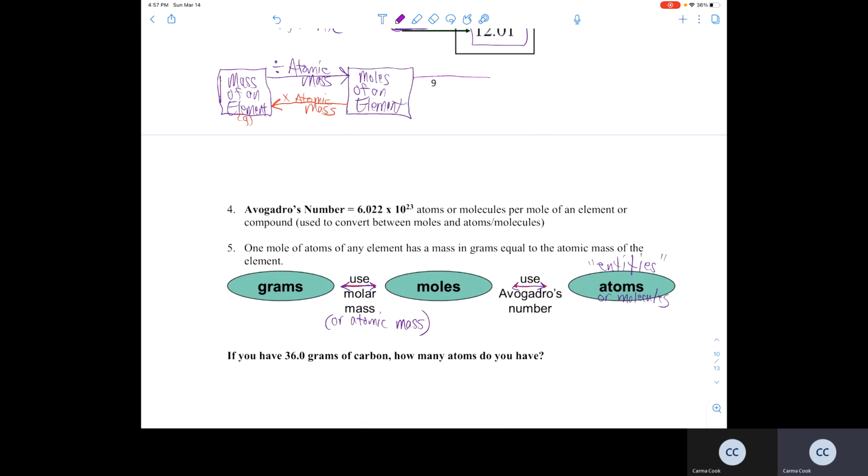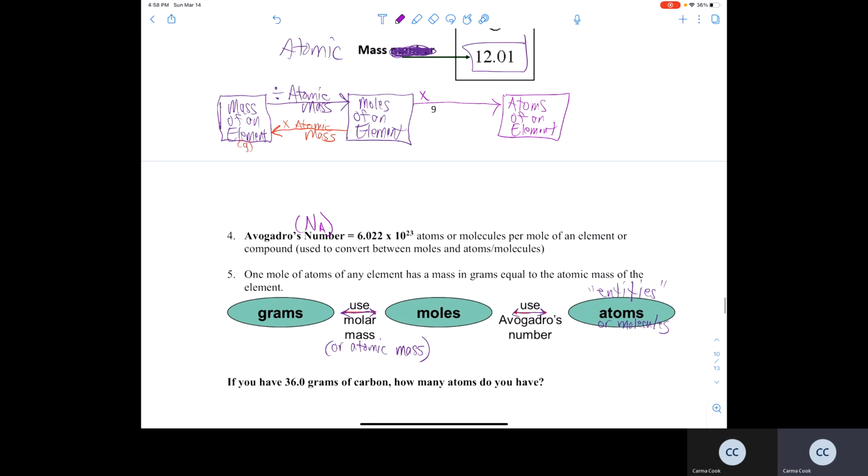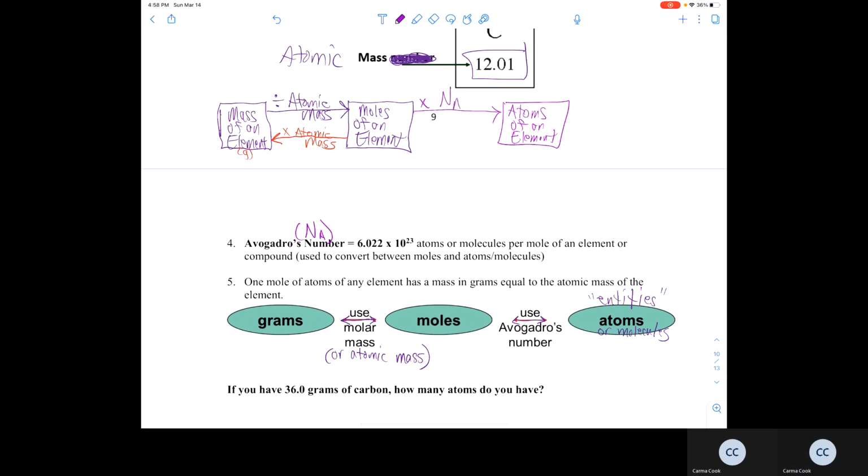And then we can convert moles of an element to atoms of an element by multiplying by Avogadro's number. Avogadro's number is often abbreviated in textbooks with a capital N and a capital A subscript. And then you can go in the opposite direction, convert atoms of an element to moles of an element by dividing by Avogadro's number.